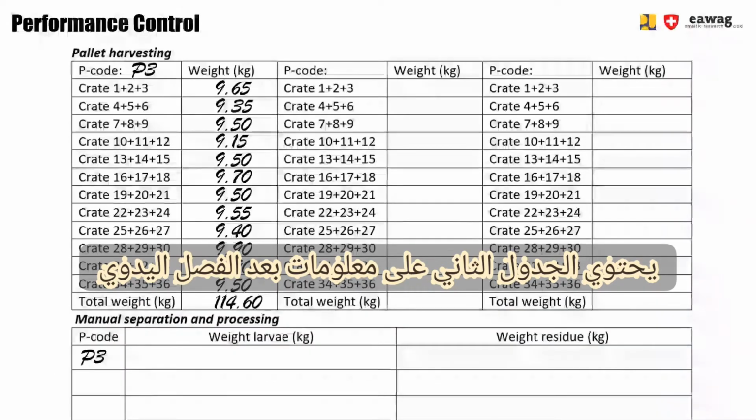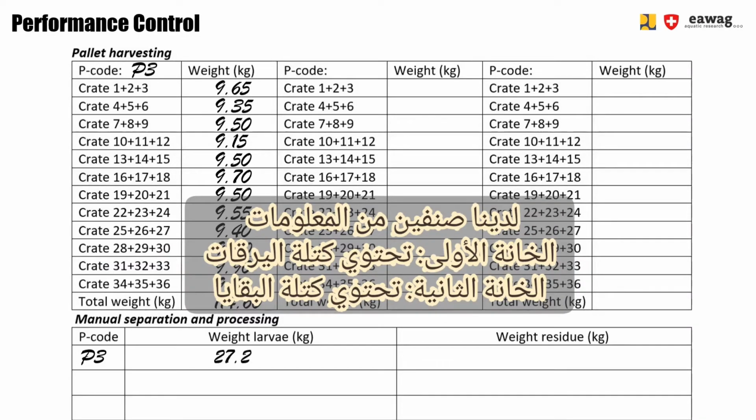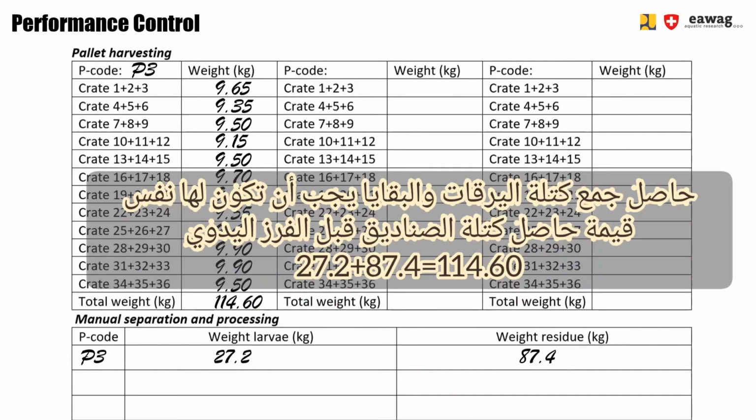The second table concerns the data after the manual separation, where you have a larva fraction and you have a combined weight of all the residue fractions. The sum of these 2 values should be the same as or similar to the sum of all the materials that were harvested from this one pallet.